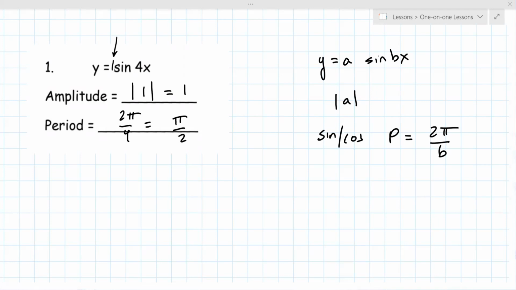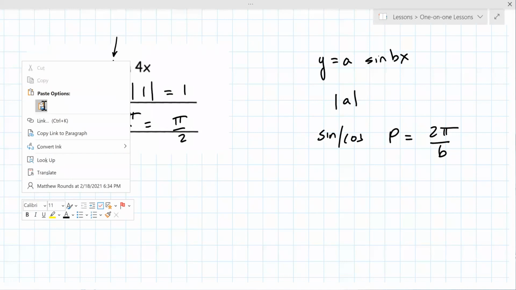All right, snipping in number 2. Oh, so these are pretty straightforward. Yeah, they're very repetitive.